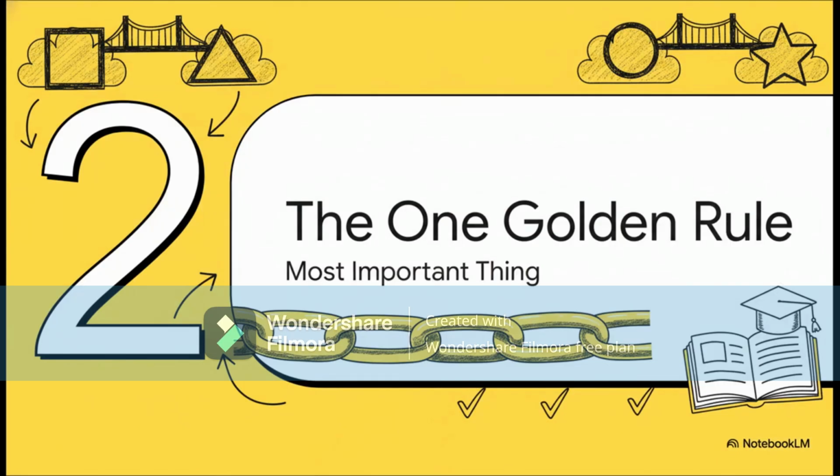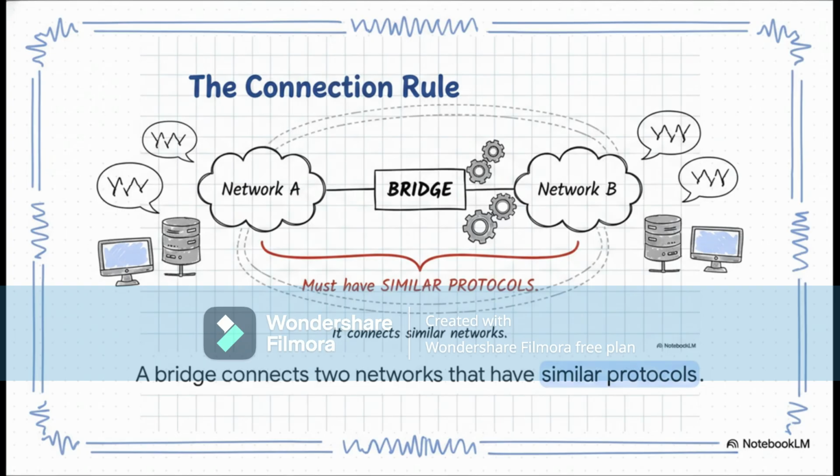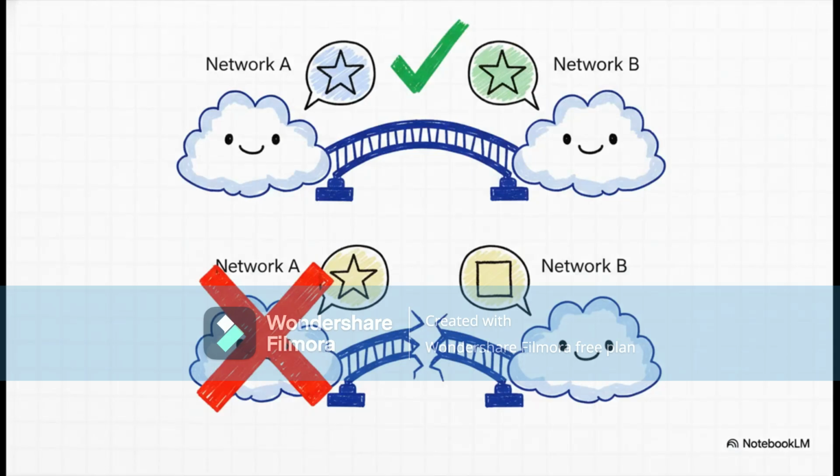Okay, next up, the one golden rule. This is probably the most important thing you need to remember about bridges, especially for your tests. And here it is. This is super important. A bridge connects 2 networks that have similar protocols. Now, what in the world is a protocol? Easy. Just think of it like a language. It's the set of rules computers use to talk to each other. So the rule is simple.